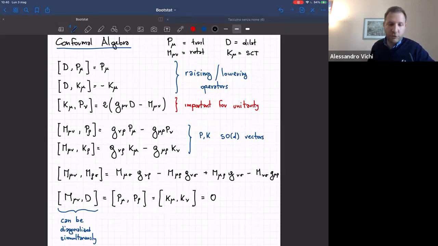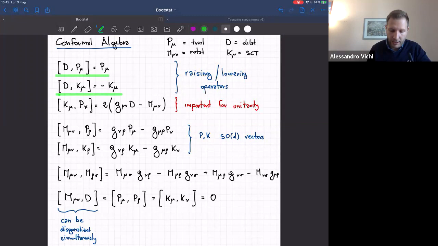First of all, the first line tells us that the generator of translation acts as a raising operator for the dilatation operator. So if you have an eigenvalue of the dilatation, then acting with the translation, you increase this eigenvalue by one unit. Similarly, with the special conformal transformation, you lower this eigenvalue by one unit. So these are sort of raising and lowering operators, and this will be important later when we construct the form of the irreducible representations.